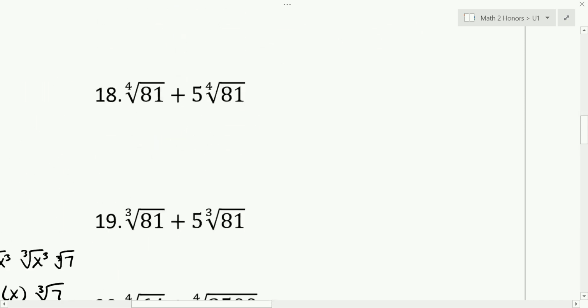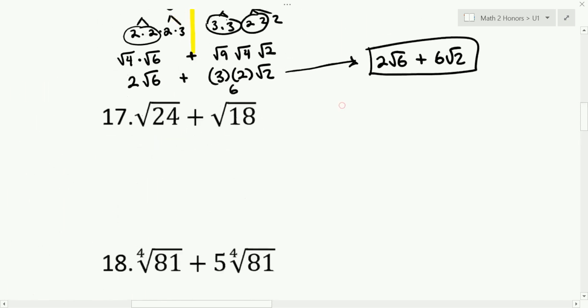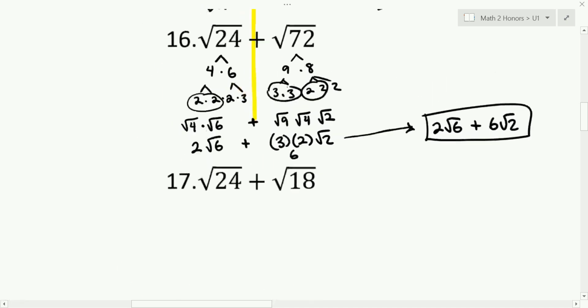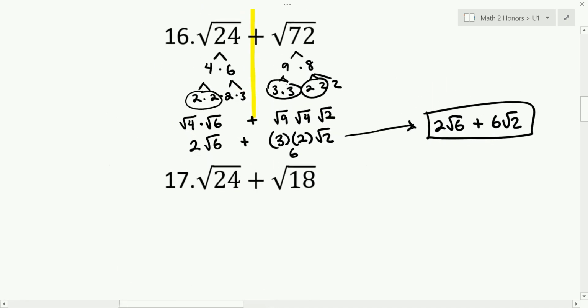Let's do another one. 24 and 18. We just did 24, right? We did it in 16, so we know that becomes 2 root 6. You see where I got that from? So we don't have to do that part again. But we haven't done the square root of 18.